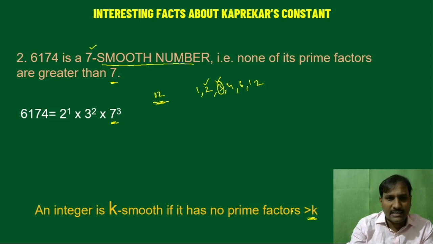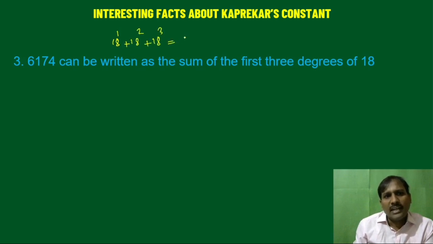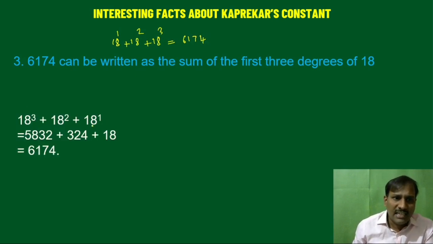Okay, next. The third interesting fact is 6174 can be written as the sum of the first 3 powers of 18. That is 18 power 1 plus 18 square plus 18 cube gives you 6174. You can check it here. 18 power 1 is 18. 18 square is 324. 18 cube is 5832. And when you sum up, you will get 6174.